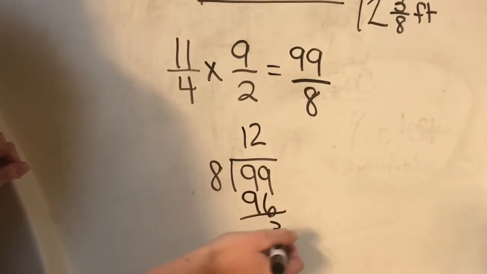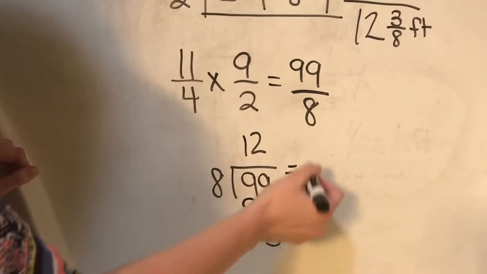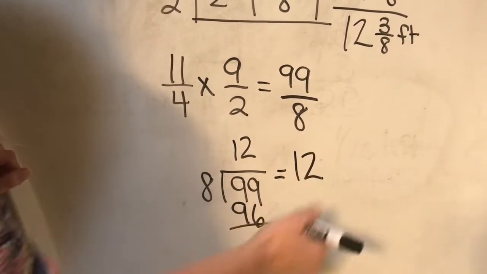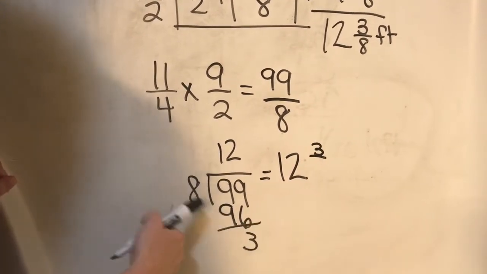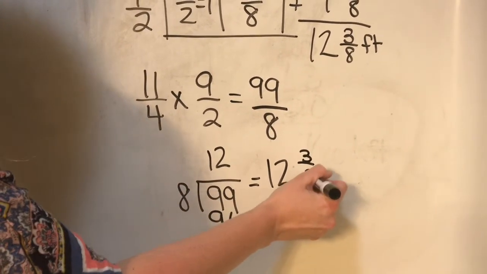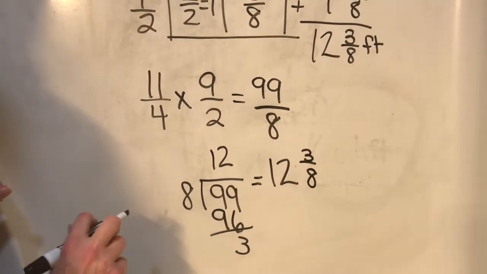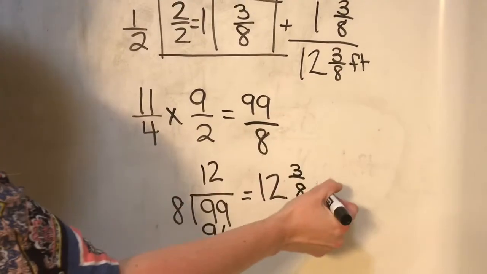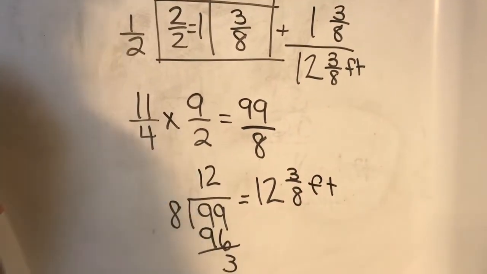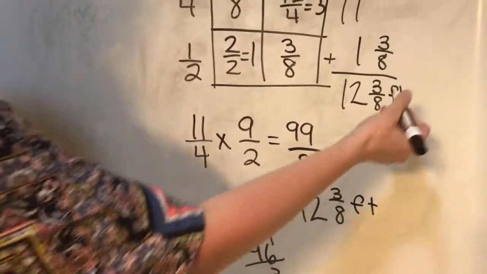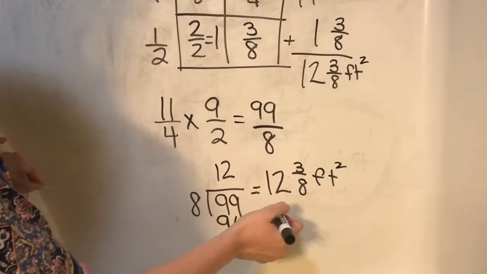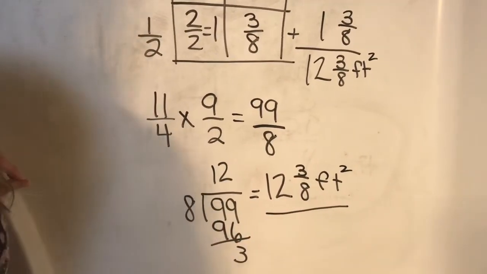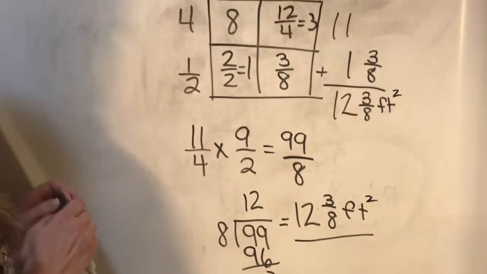So I write my mixed number. The 12 would be my whole number, and then my remainder is my numerator, and then the divisor would be my denominator. So I get the same thing doing it both ways. And then we don't want to forget, since we are finding the area, this is square feet. So 12 3/8 square feet would be the area of the poster.